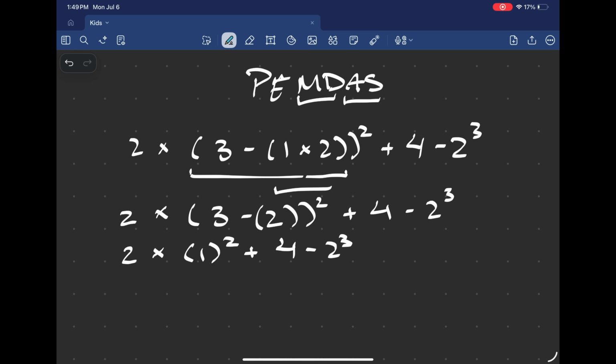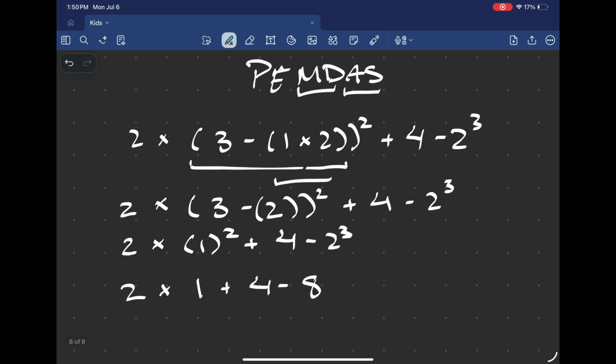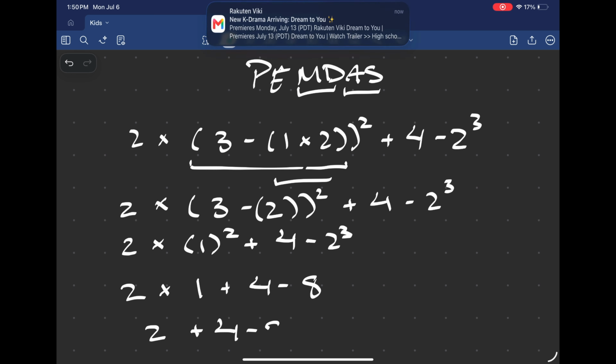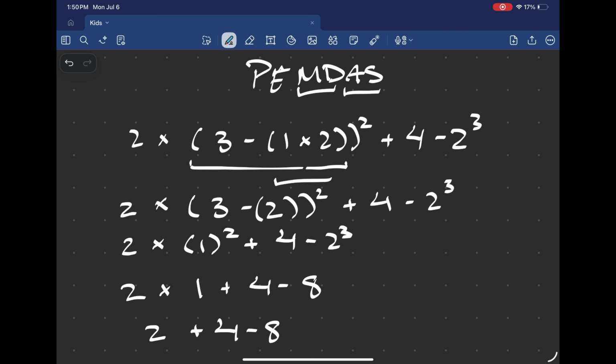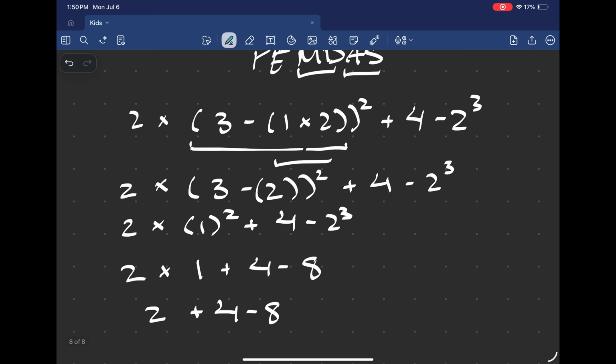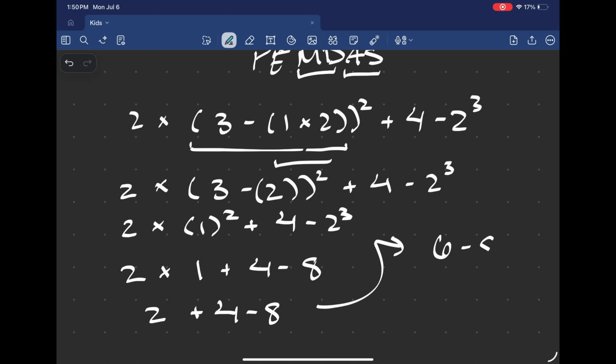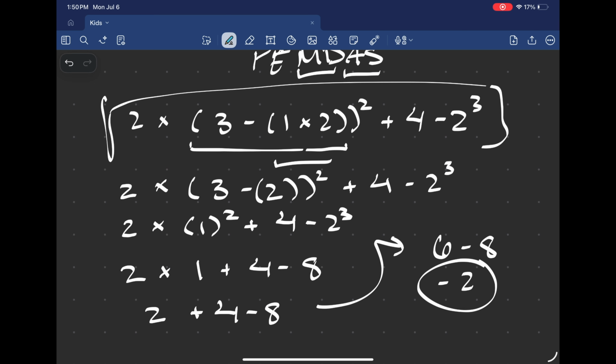So we have 2 times 1 to the power of 2 is 1, plus 4 minus 2 to the power of 3 is 8. Now, if we remember, the next step is multiplication. Let's do that. 2 times 1 is 2. Now, we have to do the addition and subtraction, which come in the same step, and we work left to right, because they are in the same order. So we have 6 minus 8, which is equal to -2. And that is the answer to this expression using PEMDAS.